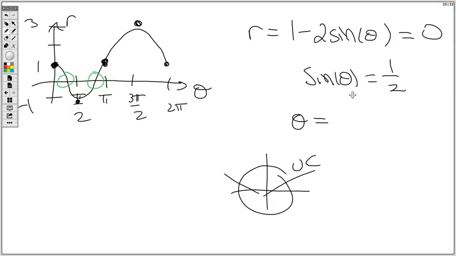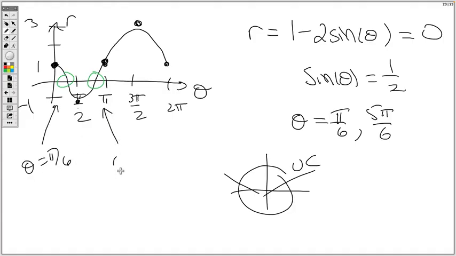Where is sine theta a half? Theta is going to be what? Pi over 6, and then the other one is 5 pi over 6. And as we mentioned Thursday and we proved today, since these are values where the r is 0 but the r prime is not, these are the tangent lines at the pole. This tells you the angles through which we're dealing with.